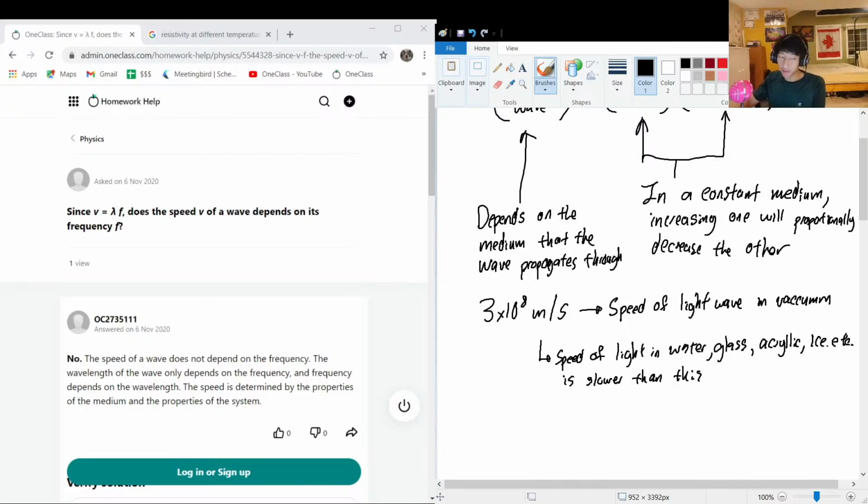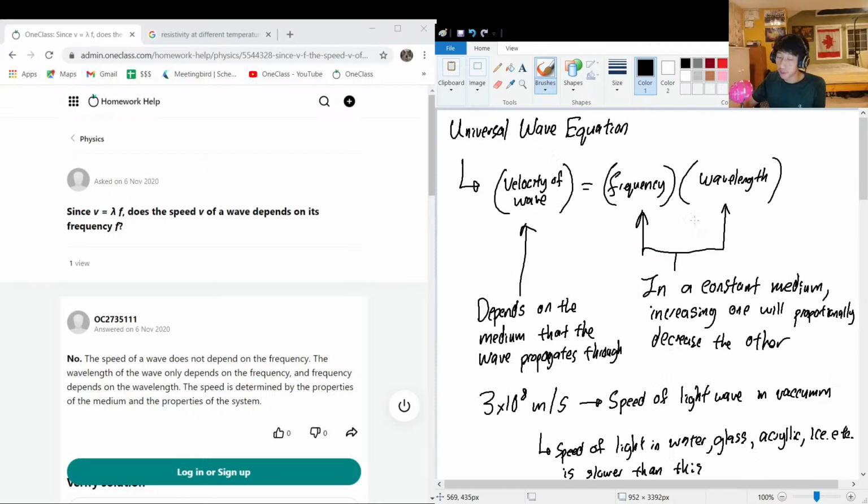So the velocity of a wave depends only on the medium, not on its frequency. So if you increase the frequency in the same medium, let's say we're in a space light show shining lasers off into space, if I change the frequency, the velocity is always going to be the same. So the wavelength has to go down for the frequency to go up for the velocity to stay constant. That's how the universal wave equation works out.